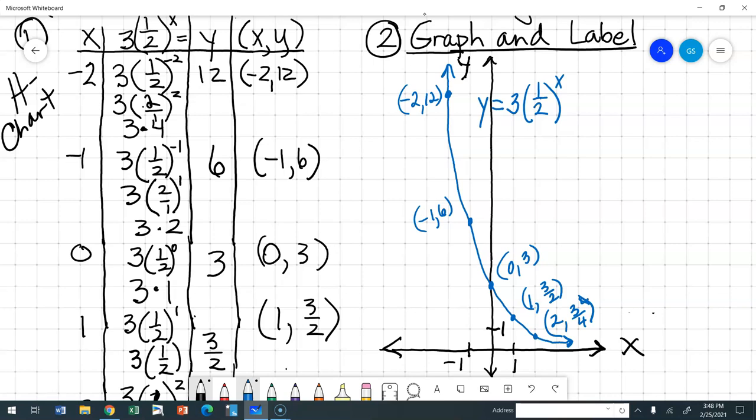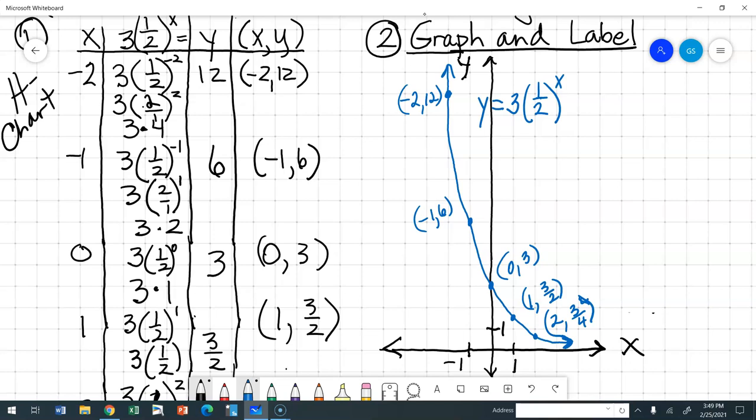Notice that this curve keeps curving. My question to you is, do you think that graph is ever going to touch that x-axis? In other words, is y ever going to be 0? Well, if we look at what we're multiplying, 3 times a half. When I have a negative exponent, this graph keeps going up because my fraction gets flipped. When I have a positive x, my fraction is getting smaller and smaller and smaller. Is that fraction ever going to be 0? And the answer is no. So when you draw that graph, be very careful that your curve is not crossing the x-axis.